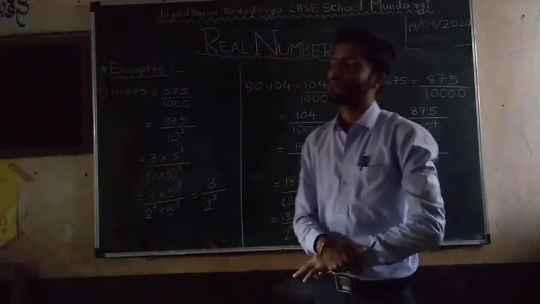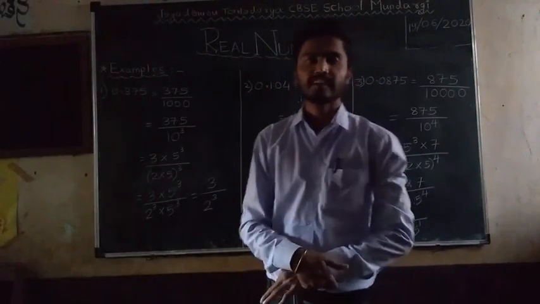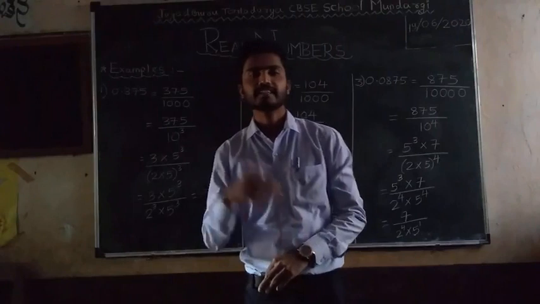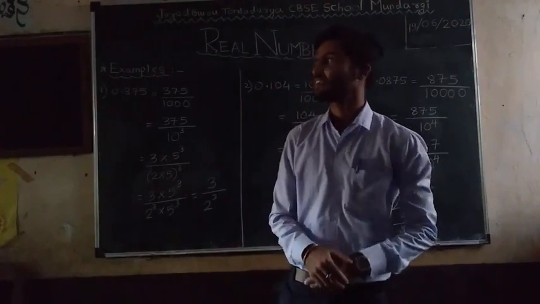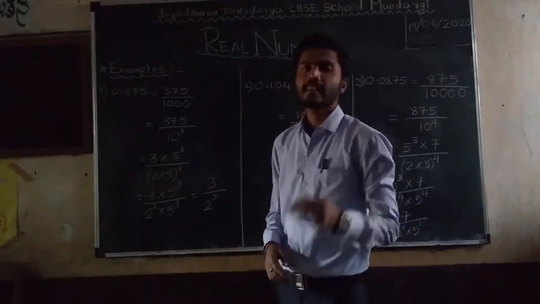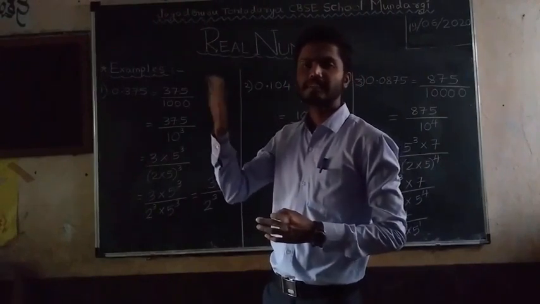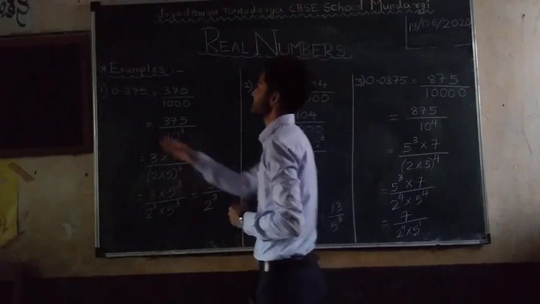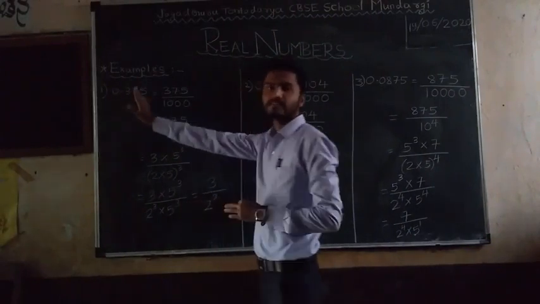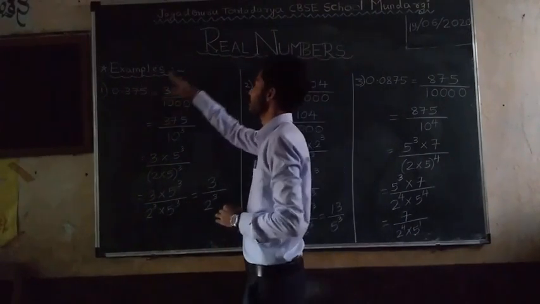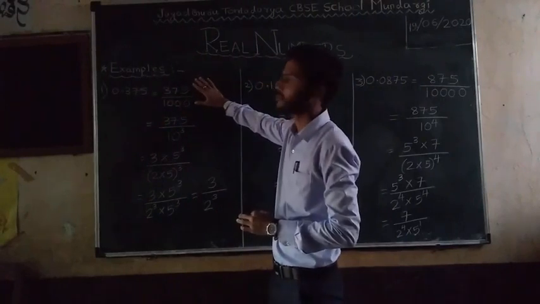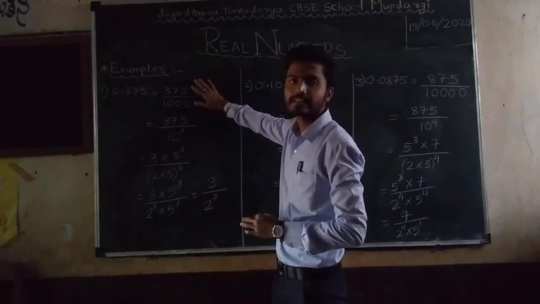Now that we have studied what rational numbers are, what irrational numbers are, and their decimal expansions, that is, terminating as well as non-terminating decimal expansions, let us study how to deal with numbers when they are relatively high. Consider an example, 0.375. In the p by q form, it can also be written as 375 divided by 1000.